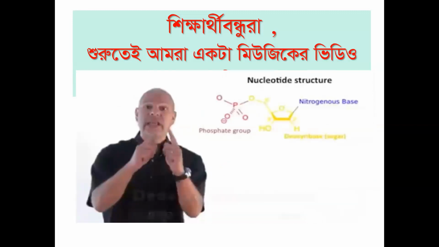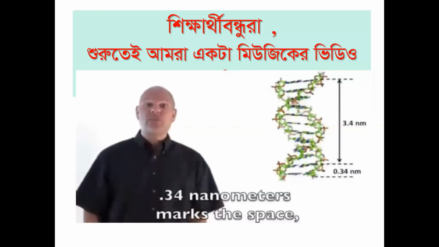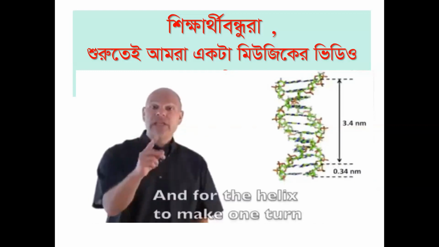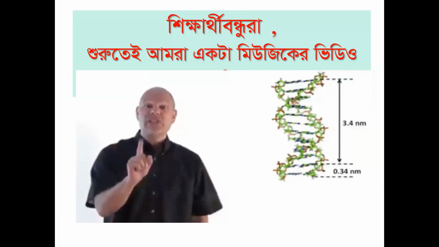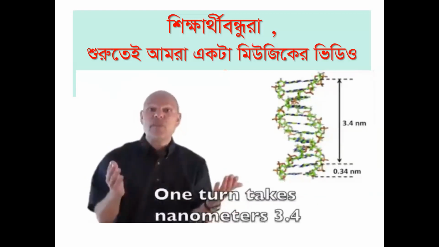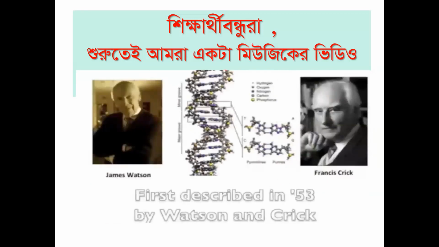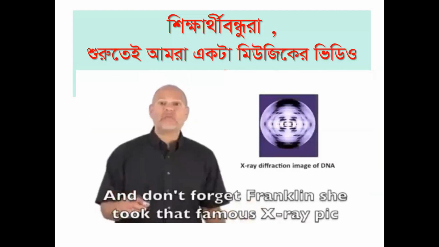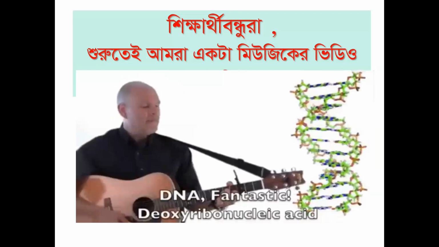Together, a deoxyribose sugar and a phosphate make a nucleotide. Deoxyribonucleotides are monomers linked together for the DNA polymer. 0.34 nanometers marks the space between one nucleotide and the next one's place. One turn takes 10 bases in a row, as you can discern. Since the space between nucleotides is 0.34, one turn takes 3.4 nanometers. So stylish, so slick, first described in '53 by Watson and Crick. Don't forget Franklin, she took that famous X-ray pic, but she died, so she never got a Nobel Prize.